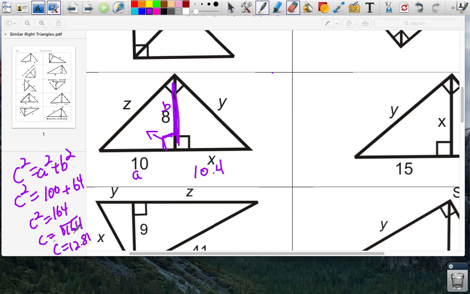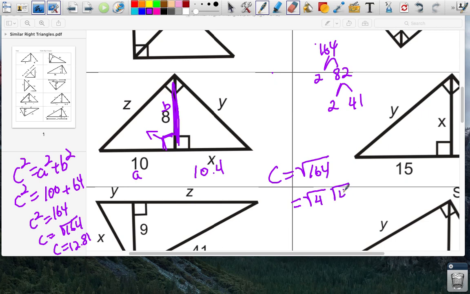Or if you want to leave it in radical form, simplified, what can we change 164 to? 164 is the same thing as 2 times 82, and this is the same thing as 2 times 41. So you can write the square root of 164 as the same thing as the square root of 4 times 41. You'll notice it's the same thing, right? So let me just separate that.